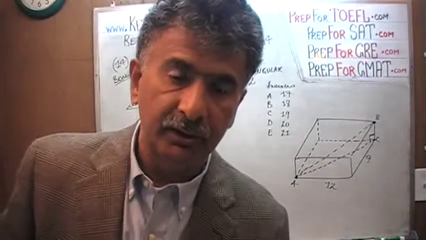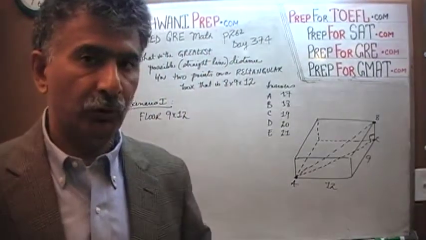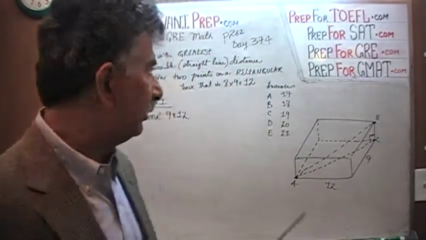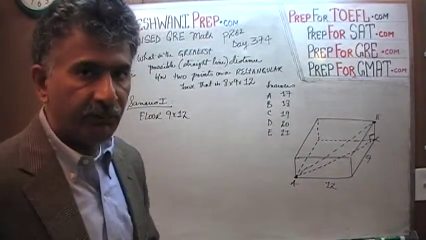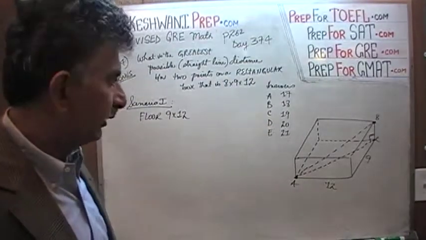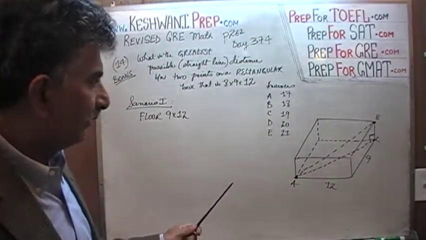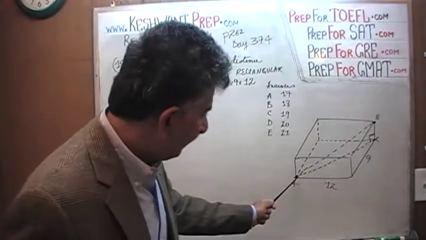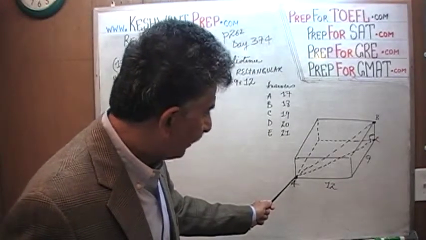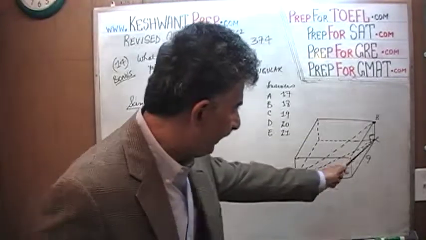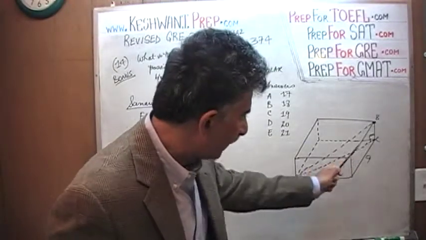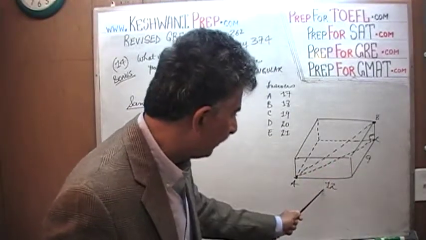And just like yesterday, and I keep referring to yesterday's video over and over again, if you have not watched yesterday's video, if you have not watched day number 373, watch it first. It'll be easier to follow this one, because this one is a little bit more complicated. Just like yesterday, the first thing we have to do is figure out the floor diagonal, the length of the floor diagonal, which is A to C, and the floor here is 9 by 12.